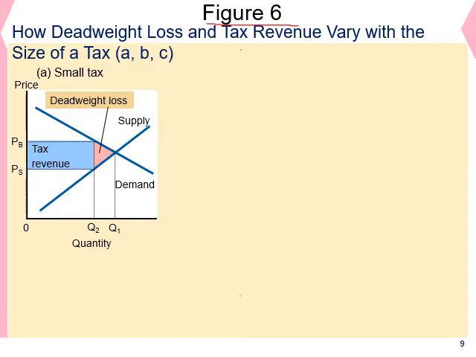Figure 6 deals with how deadweight loss and tax revenue vary with the size of the tax. In panel A, we have a small tax. A small tax will lead to a small deadweight loss. You can see the shaded area right here. The tax revenue equals Q times the size of the tax, which is determined by the price PB paid by the buyer minus the price PS received by the seller.